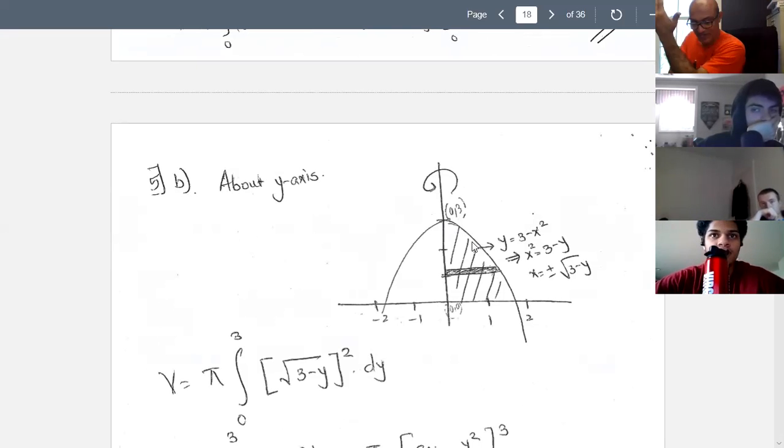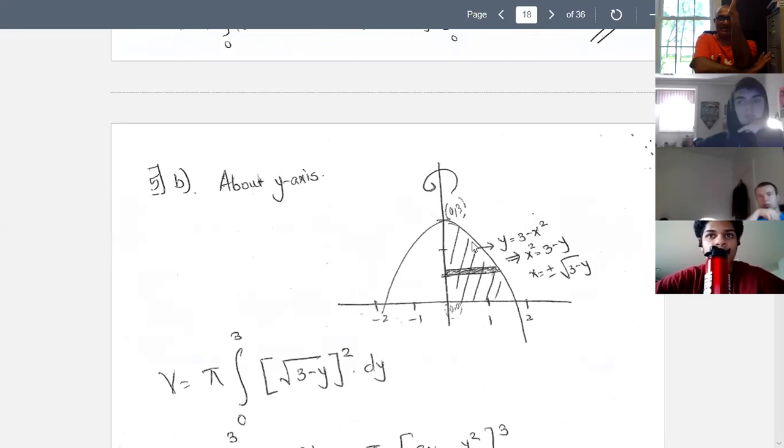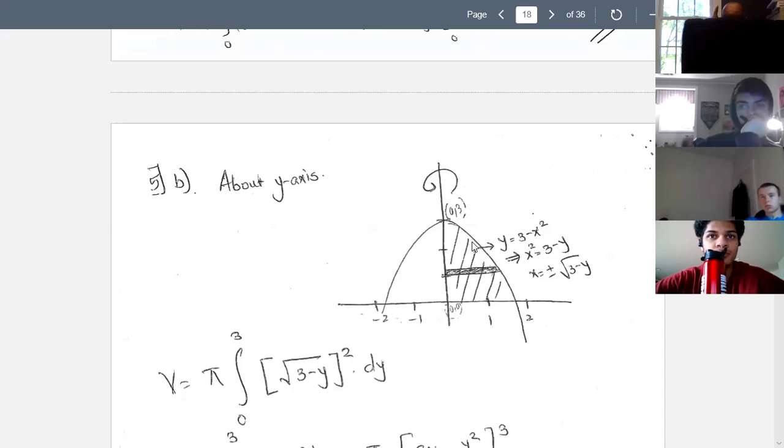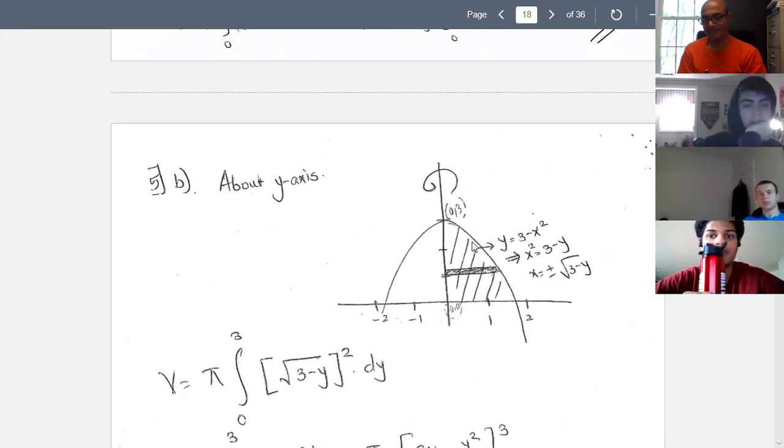We are revolving this portion about the y-axis. Look at me, guys. This is just this portion, and I'm revolving like this, like this, and like this, and I'm coming back, and I'm getting the full region, the full volume. Are you getting me? Yes, sir. Good.